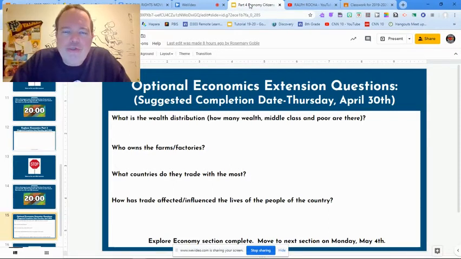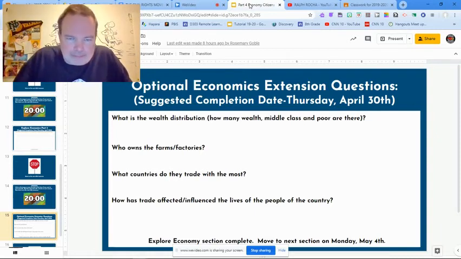What countries do they trade the most with? Think of the United States. Who do we trade the most with? We trade with Europe and we trade with Japan. We trade with India. We trade with China. Who does your country trade the most with? I'm sorry we didn't get to do the trade game, because that would have helped you understand this section a little bit more. But that's what this is here.